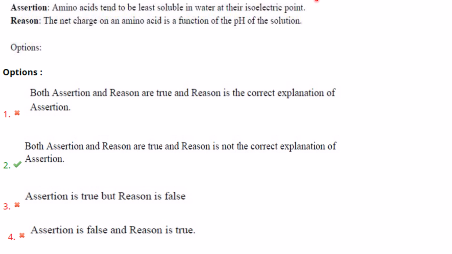at isoelectric point. Now why are they not soluble? Because at isoelectric point the amino acid doesn't have a charge. So they cannot effectively interact with the water molecules, making them less soluble and precipitate out of the solution. So here the answer will be both assertion and reason are true, and the reason is not the correct explanation of assertion. So that is correct.